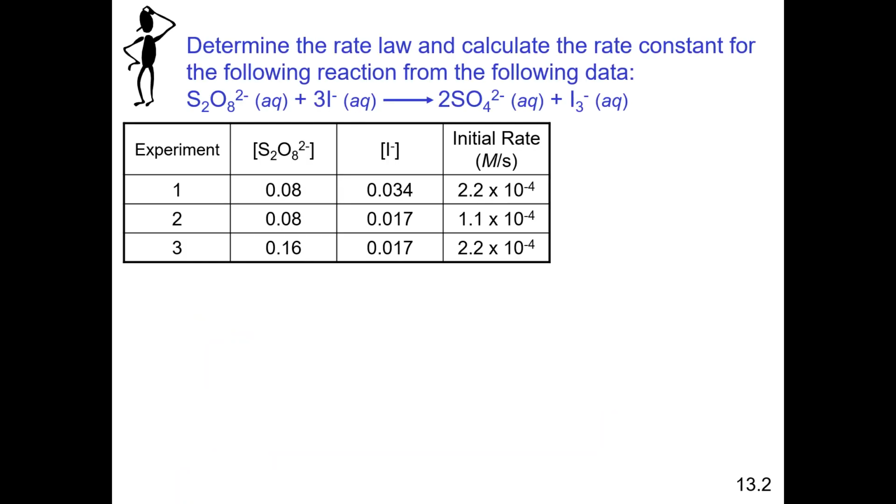Okay, so I'm going to stop here because I want to spend some time looking at this example, showing you how to work out this type of problem where you're asked to determine the rate law and the rate constant.